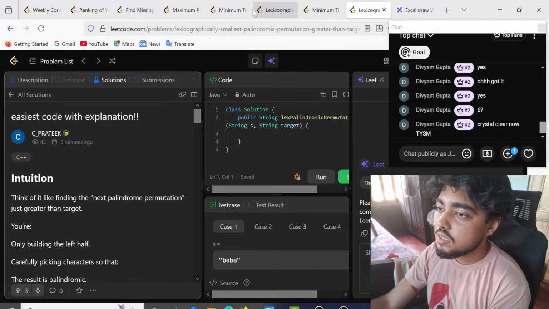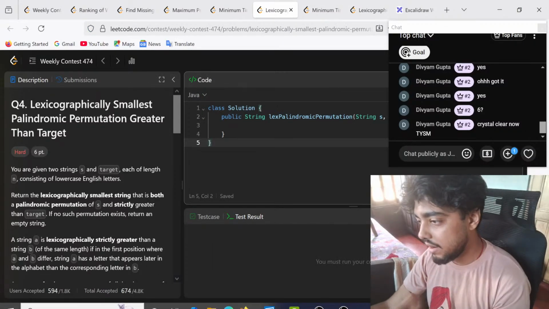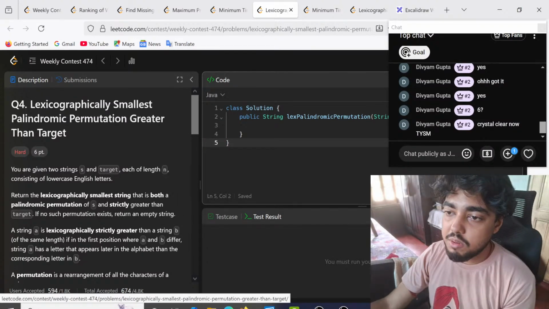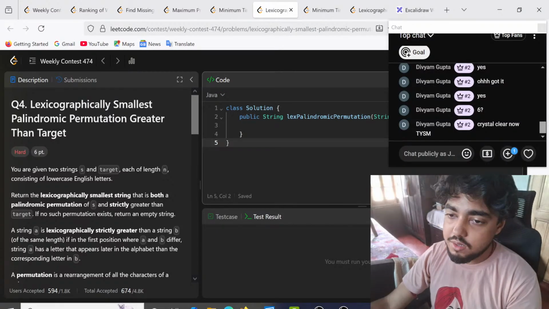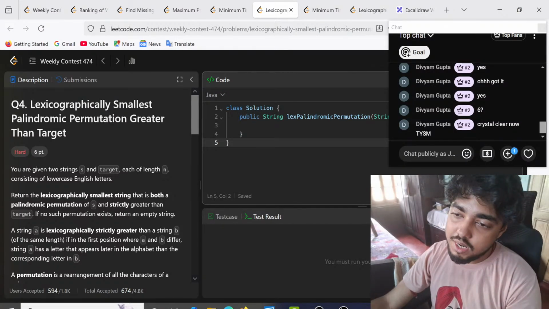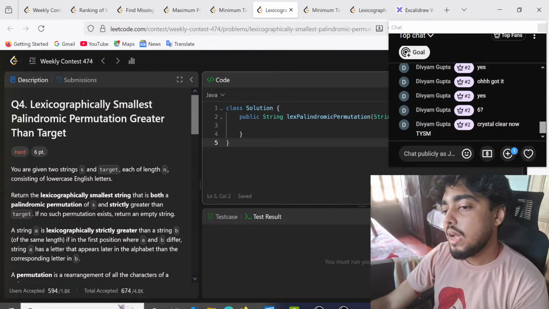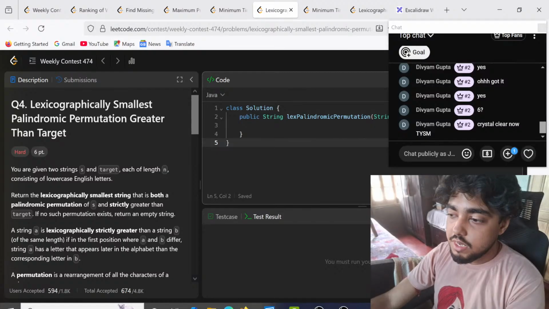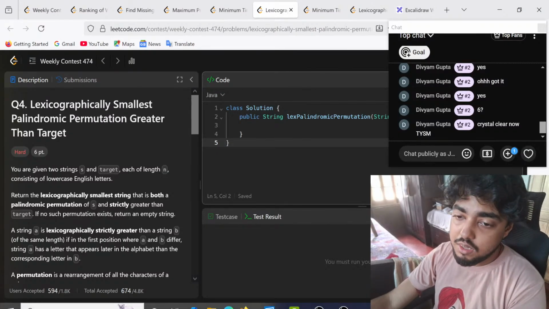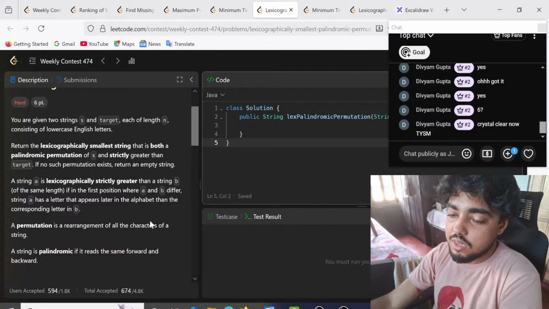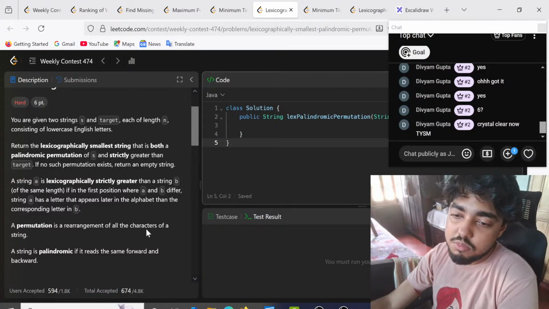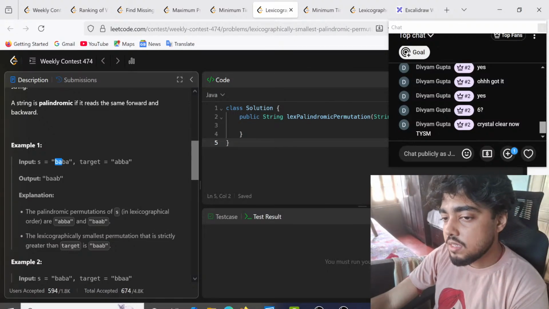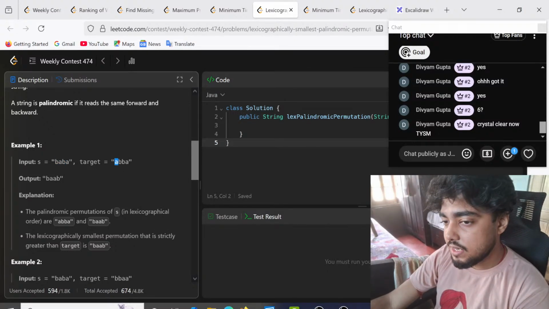Now this question, I have seen it, I have read the question, but I haven't attempted it. This is the fourth question. Lexicographically smallest palindromic permutation greater than target. You're given two strings S and target. You have to return the lexicographically smallest string that is both a palindromic permutation of S and strictly greater than target. If no such permutation exists, return an empty string. You know what a permutation is, you know what a palindrome is, so I won't be explaining all of it. You have to find a permutation of S which is a palindrome and greater than target.